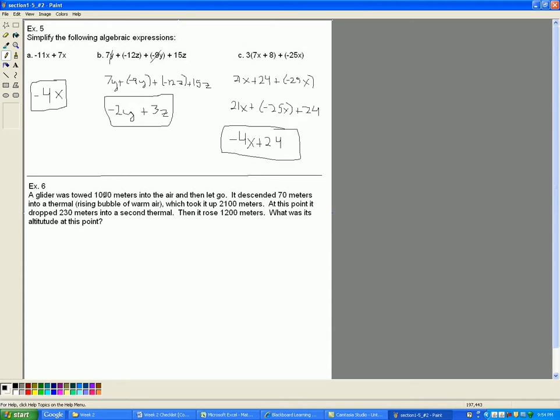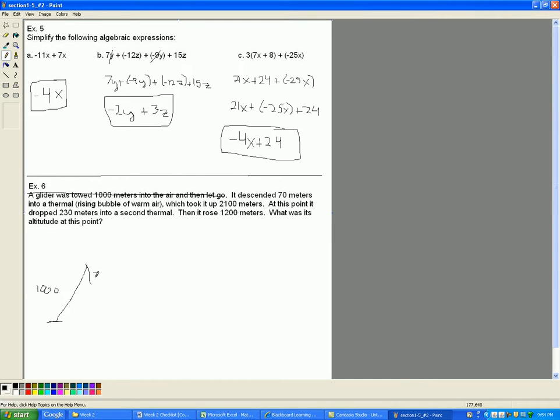A glider was towed 1,000 meters into the air and then let go. So we have the ground level. This guy went up 1,000 meters into the air, then let go. So we took care of that part. He then descended 70 meters into a thermal. So that means he fell, right?